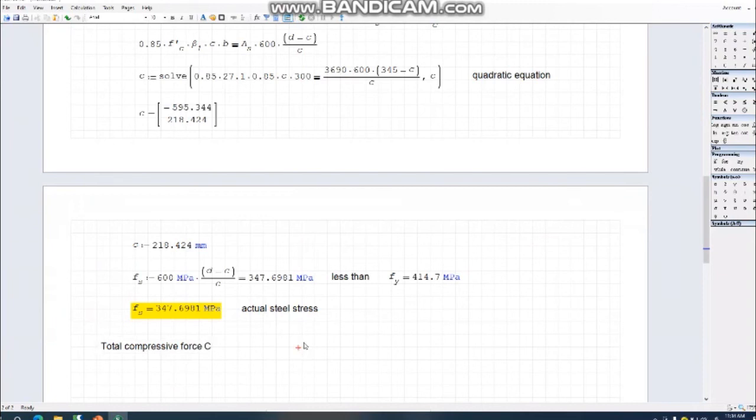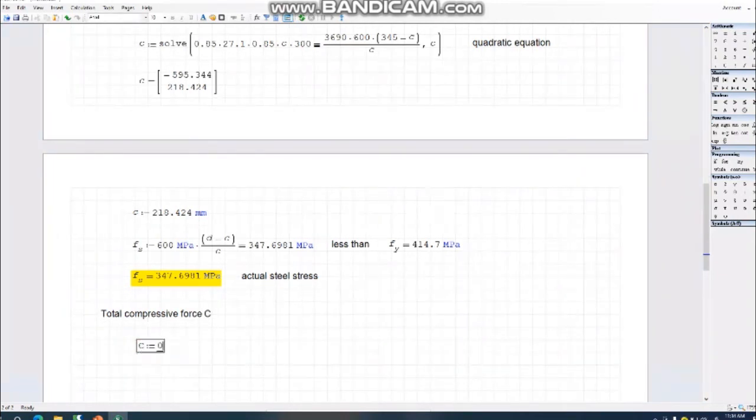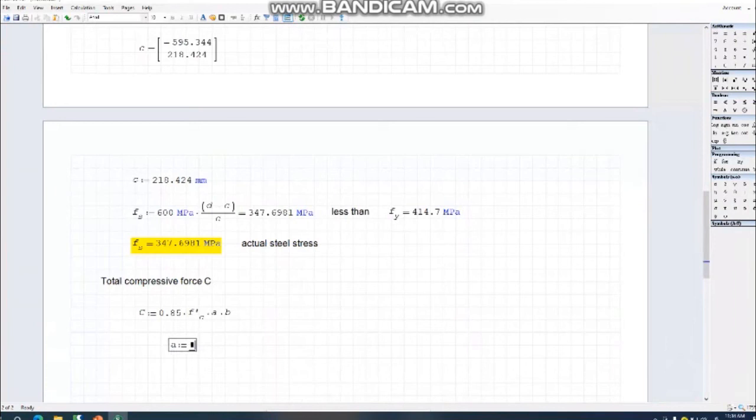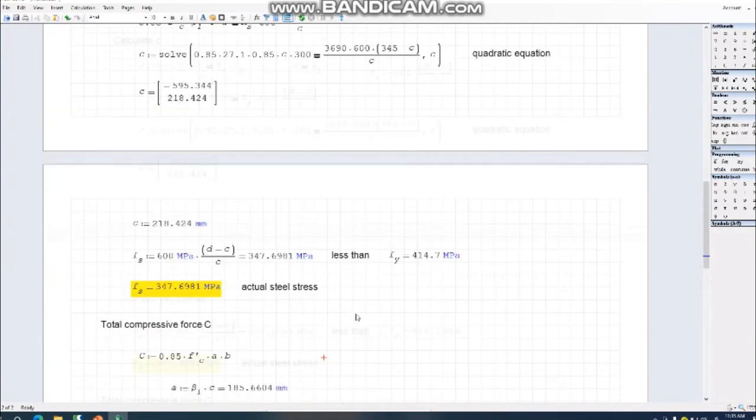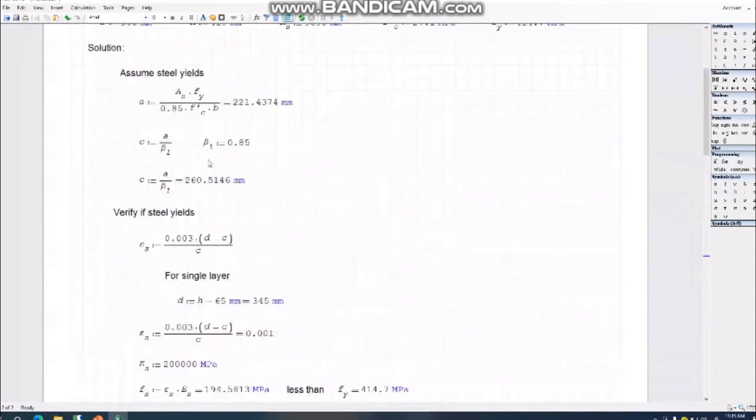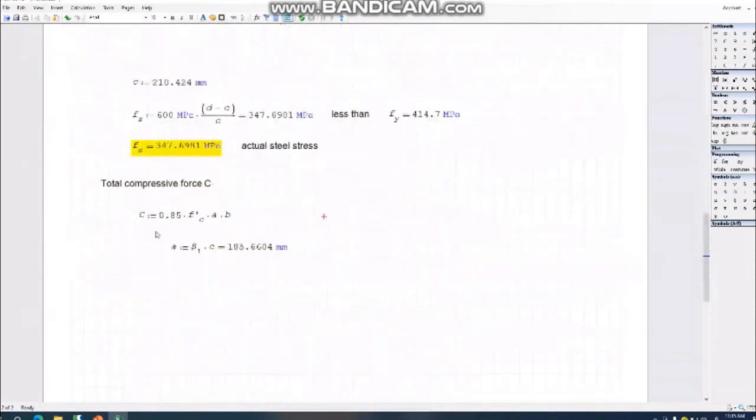So, ang C natin, we have the formula C is equal to 0.5 times FC prime times A times B, no? Compute sa A, no? Since we have your C, A equals to beta 1 times C. Beta 1 being 0.5.